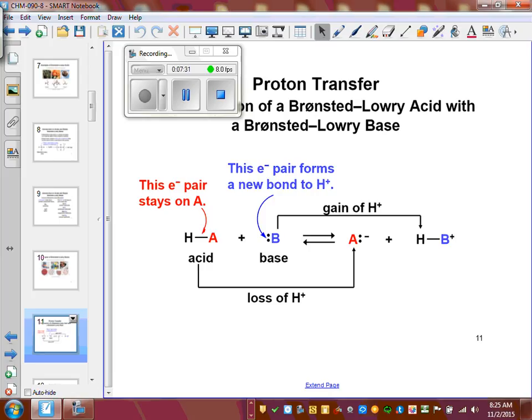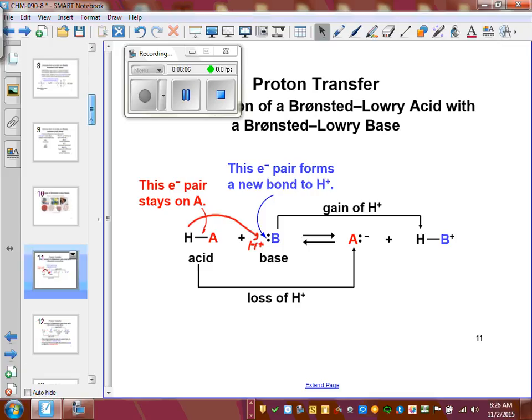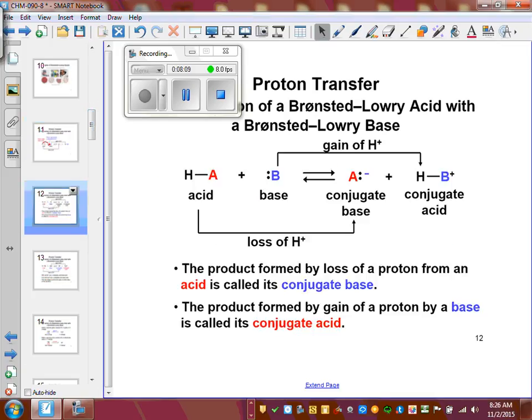So if we look at an acid and a base, we have HA for the acid, a base with a lone electron pair. H+, just the H+, goes over here to give us HB+, and the A keeps its electrons and becomes A-. That's a proton transfer. So the HA becomes A-.